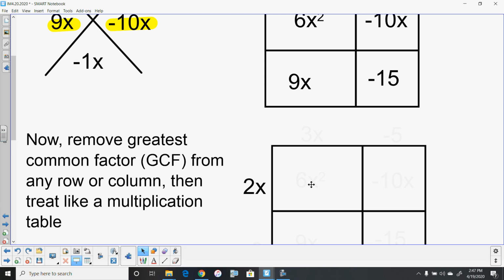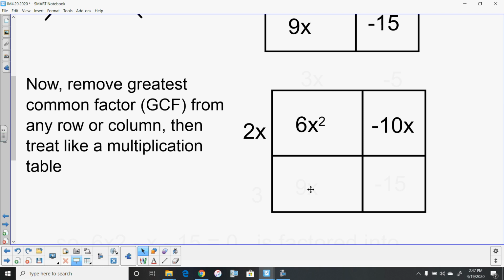So now that I know, let me fill in all the inside of my rectangle here. Now that I've got a 2x here, it becomes like a multiplication table. What do you have to multiply 2x by to get 6x squared? 3x. What do I have to multiply 2x by to get negative 10x? A negative 5. Now I'm done with that 2x, but let's take 3x.